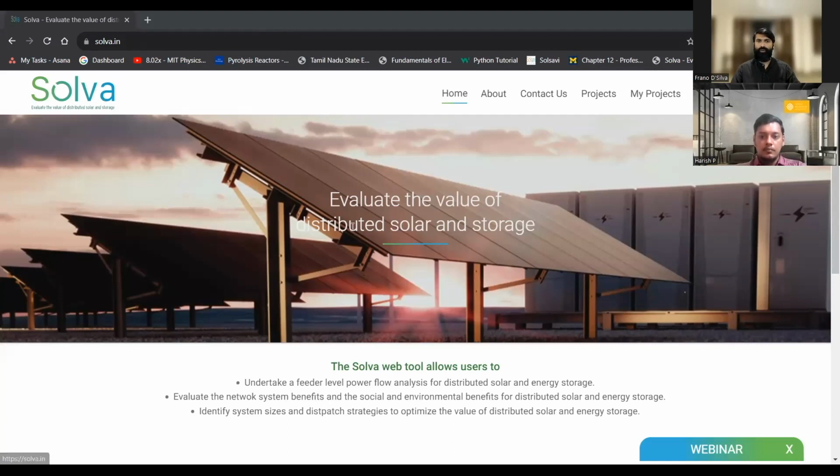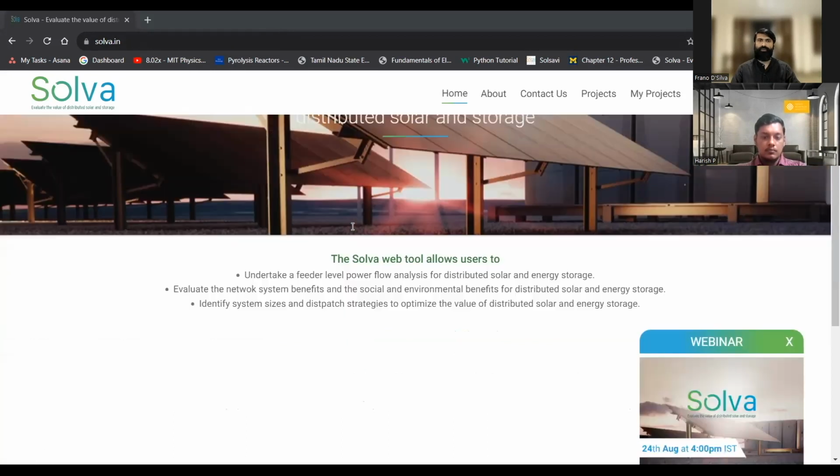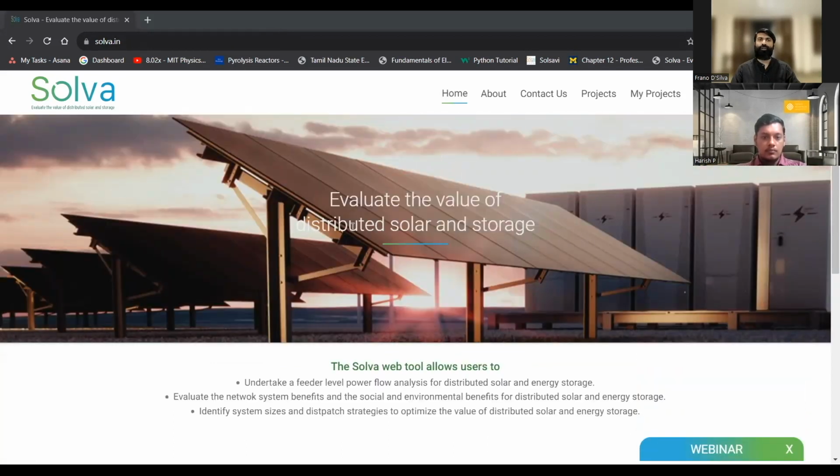This is the home page and the landing page for the Solva tool. As you can see, if you want to use the Solva tool, you would need to register, and it would take you 24 hours to activate your email or username and password, and then you can use the tool to do an analysis of your own.